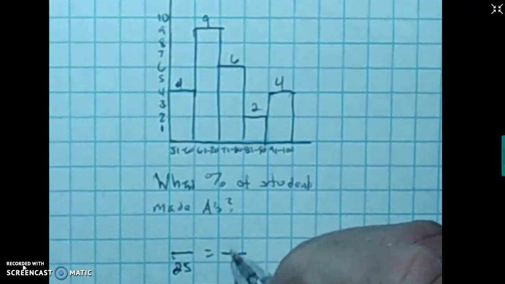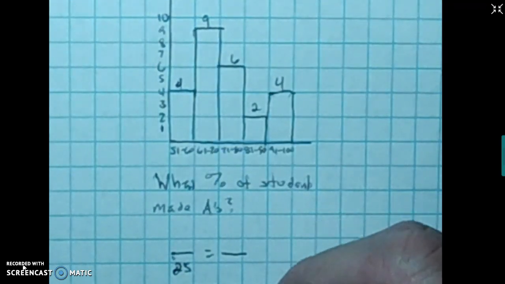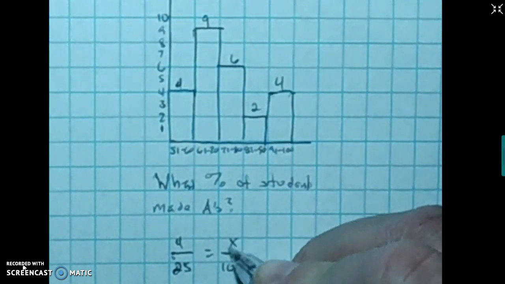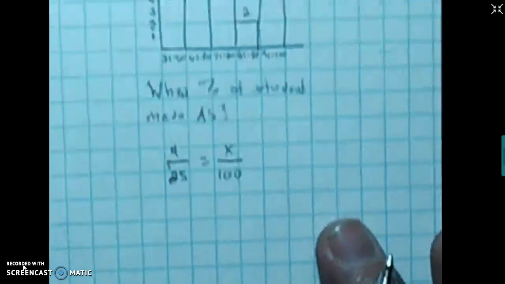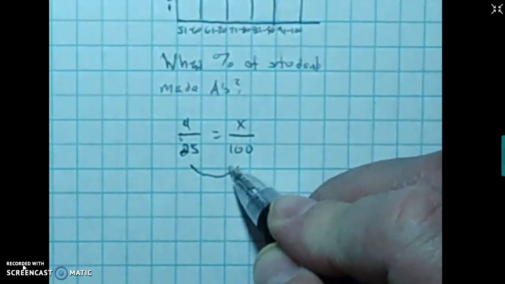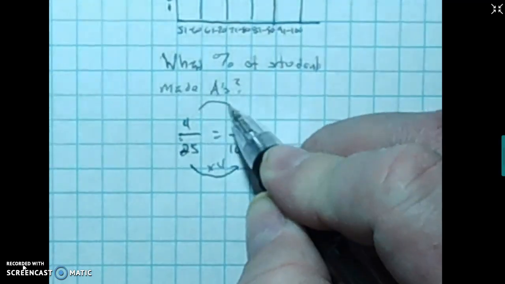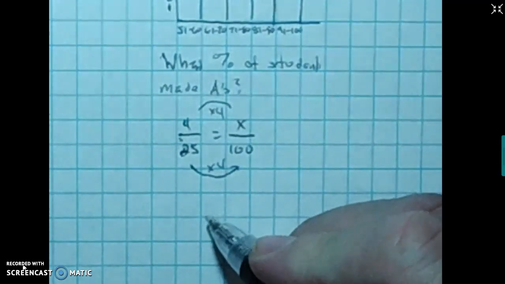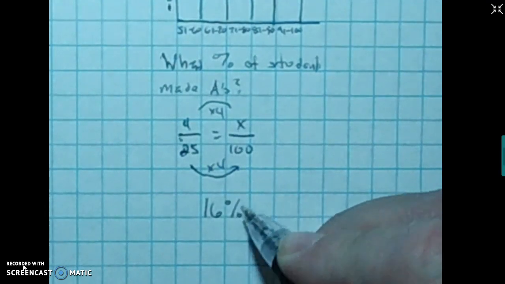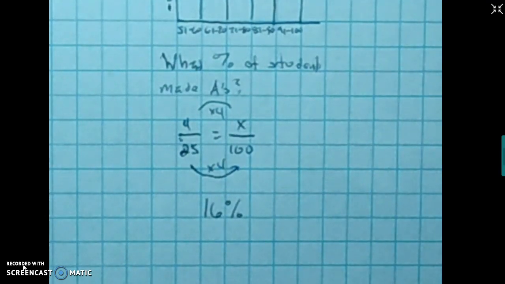If I want to know what percent made A's, what's my part? How many students made A's? 4. Percent over 100, unknown over 100. Is there a nice pretty scale factor here? Yes. What is it? Times 4. What percentage of my students made A's? 16%. Make sense? Alright.